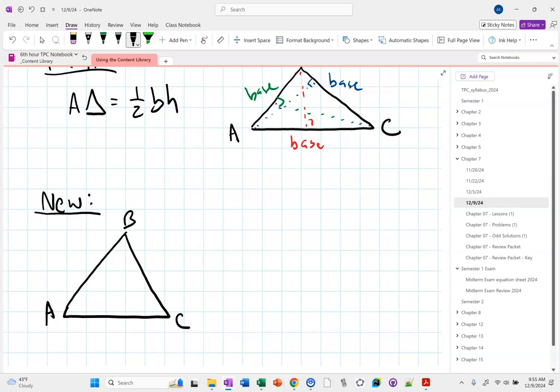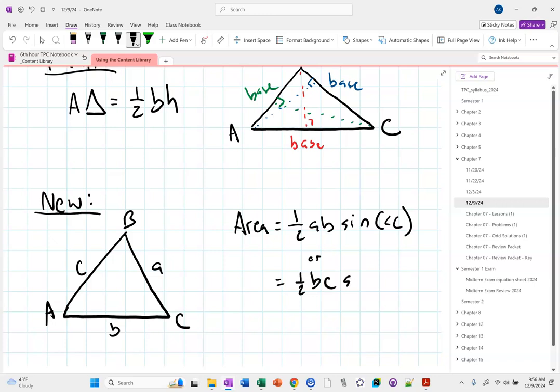So if I have some non-right triangle, I can say the area is going to equal 1/2 AB sine of angle C. Or I could write it as 1/2 BC sine of angle A. Or I could write it as 1/2 AC sine of angle B.